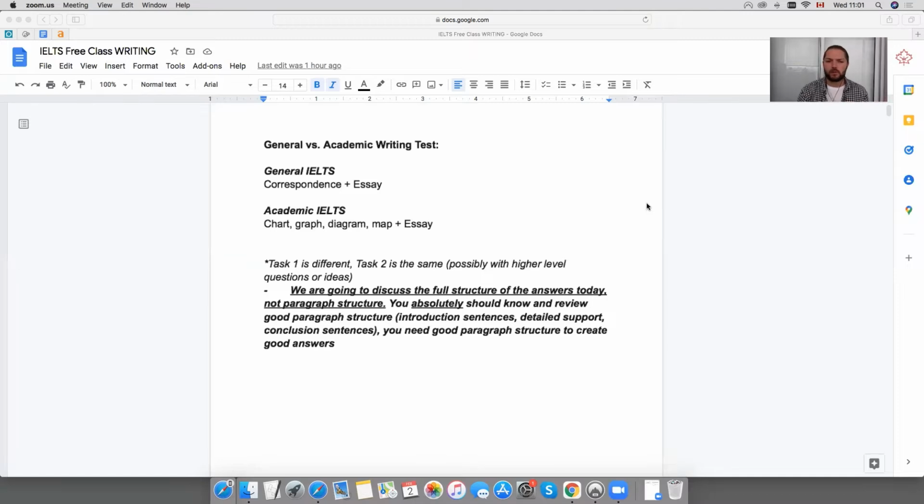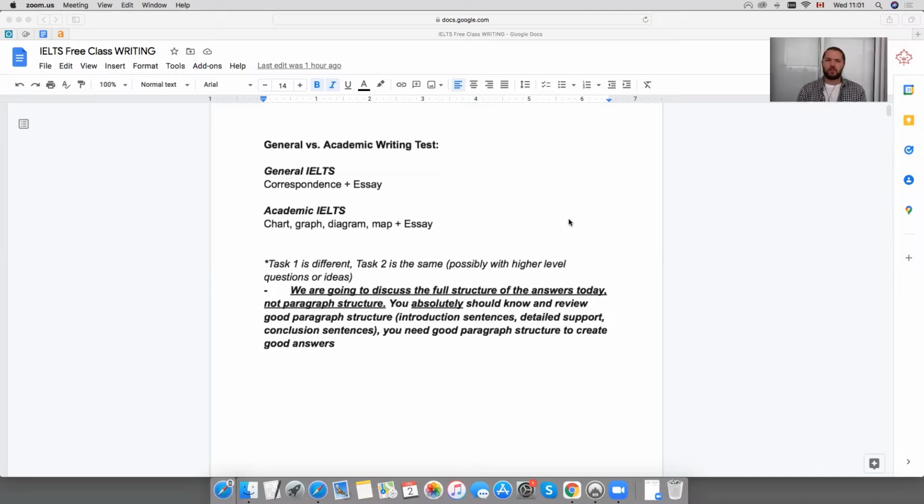to structure a paragraph. So if you need that review, you can contact me, you can find that somewhere else, but it's absolutely something that you should look into before you go and take your IELTS test. And this goes for someone who is academic or someone who needs a lower score. The paragraph structure can make a huge difference in the quality of your answers.